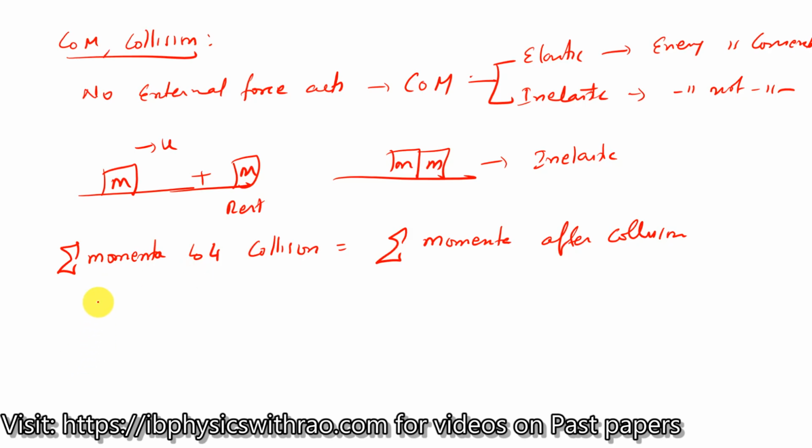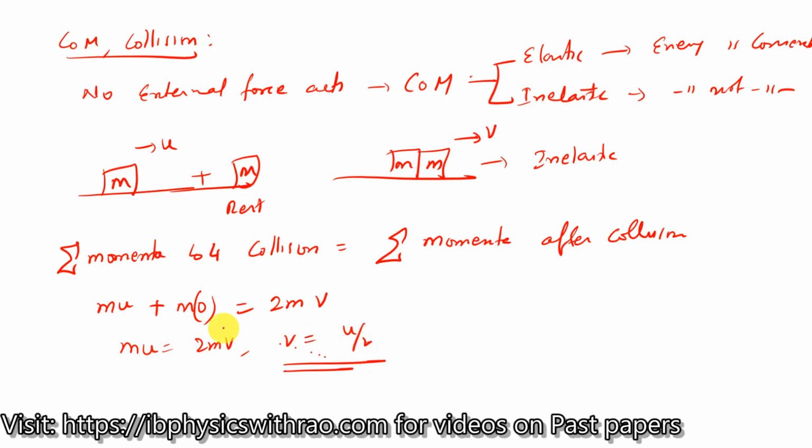So what is the sum of the momenta before collision? Here this one has momentum mu. What is the momentum of this one? It was at rest, so the momentum is m into 0. This should be equal to the momentum after collision. Both of them have joined together, so 2m multiplied by the velocity v, since both are moving with the same velocity v. Therefore mu equals 2mv, and v equals u by 2. This is the velocity after collision. The purpose of using the COM is to find the unknown velocity v. Okay, we have done this.